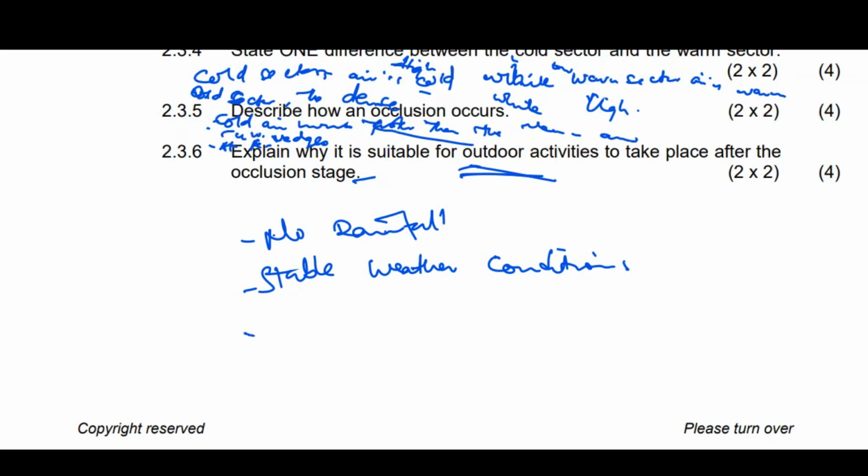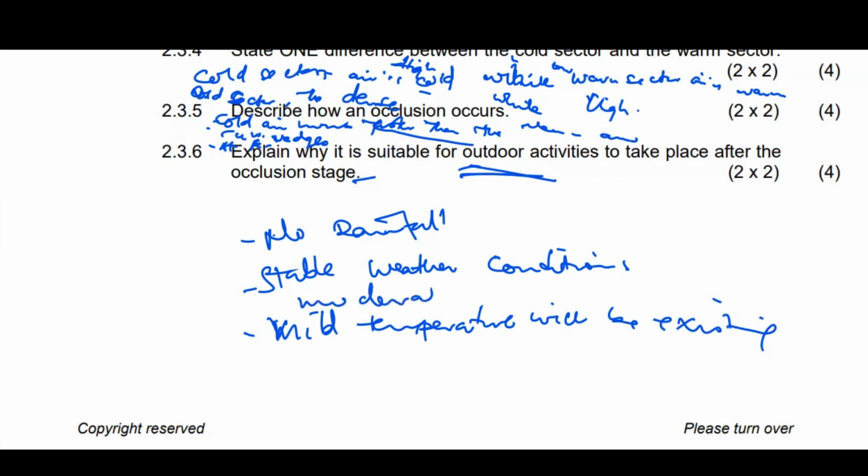Besides that, after the occlusion, the temperatures won't be very cold. So we shall have mild temperatures. When we talk about mild, we mean it's not so cold, it's not so hot. Those temperatures are favorable for outdoor activities to take place. So mild or moderate temperatures will be existing. It won't be cold, it won't be hot. That will favor activities to take place.